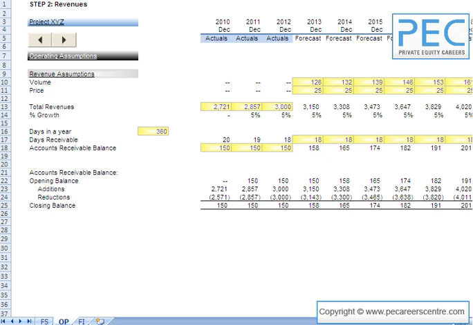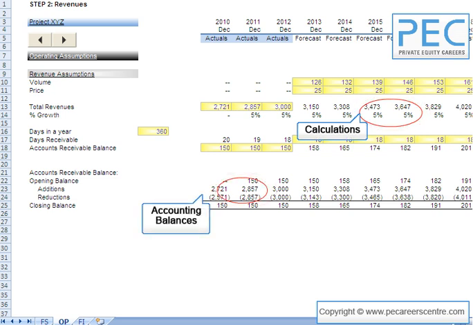The structure of an assumption is always standard and should always have inputs, which should be clearly identified. This example has inputs with blue fonts and yellow background. Calculations and accounting balances.